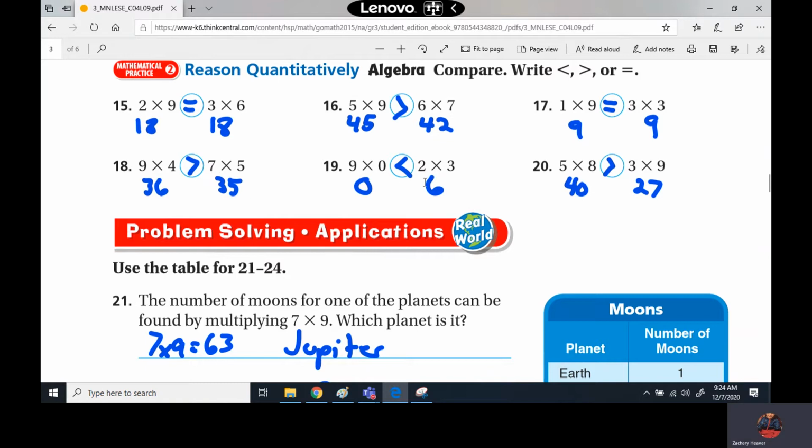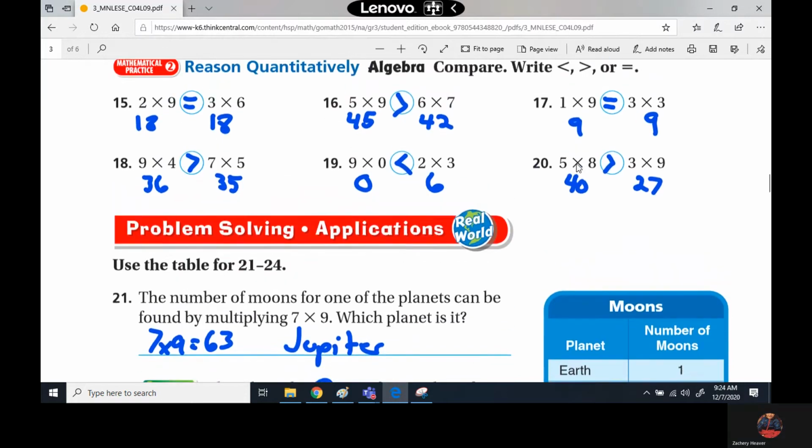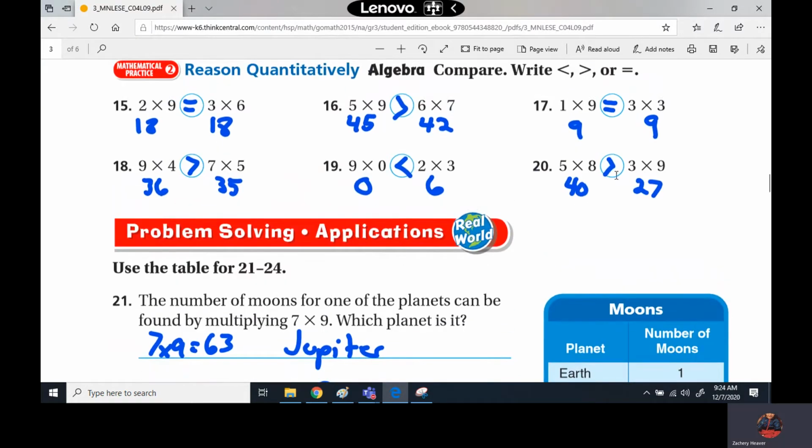9 times 0 is 0. 2 times 3 is 6. 9 times 0 is less than 2 times 3. And then 5 times 8 is 40. 3 times 9 is 27. 5 times 8 is greater than 3 times 9.